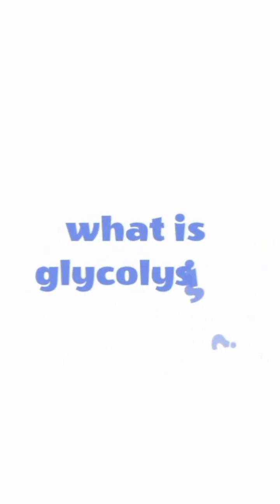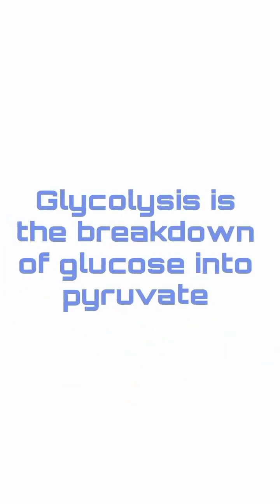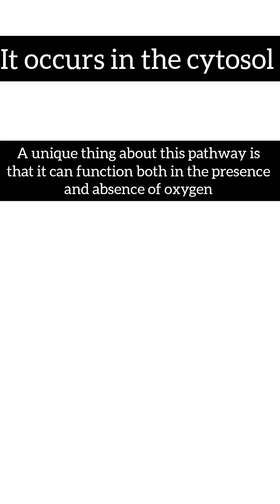What is glycolysis? Glycolysis is the breakdown of glucose into pyruvate. It occurs in the cytosol. A unique thing about this pathway is that it can function both in the presence and absence of oxygen.